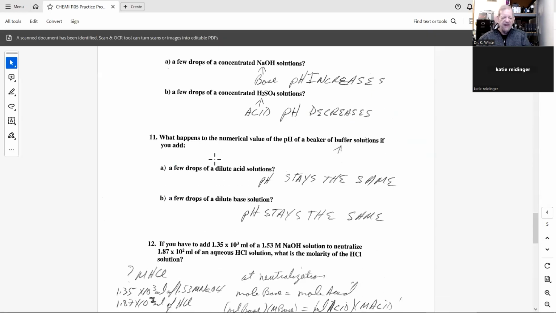If you look at number 11, what happens to the numerical value of the pH of a beaker of, and it's important, a buffer solution if you add a few drops of a dilute acid solution? The pH stays the same, no change. What happens to the numerical value of the pH of a beaker of a buffer solution if you add a few drops of a dilute base? Well, it's a buffer solution and the pH stays the same.